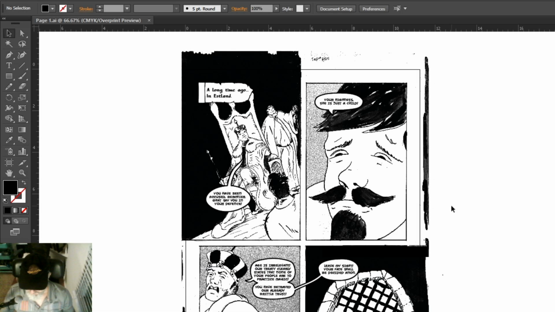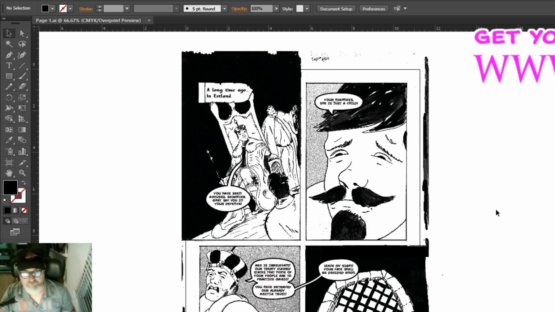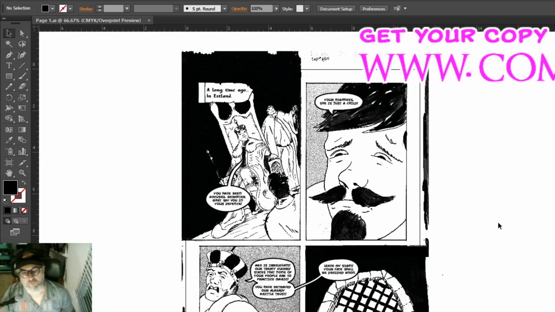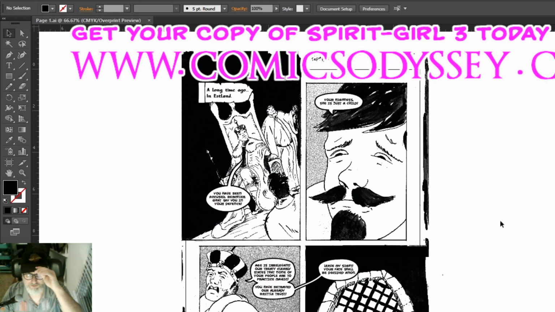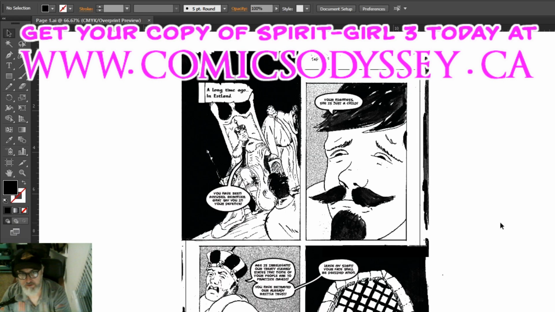Okay, good morning, friends. We're going to look at a page of Spirit Girl number 3, page 1, and just look at panel layout, philosophy, composition, and that sort of thing. Here's some things I learned.